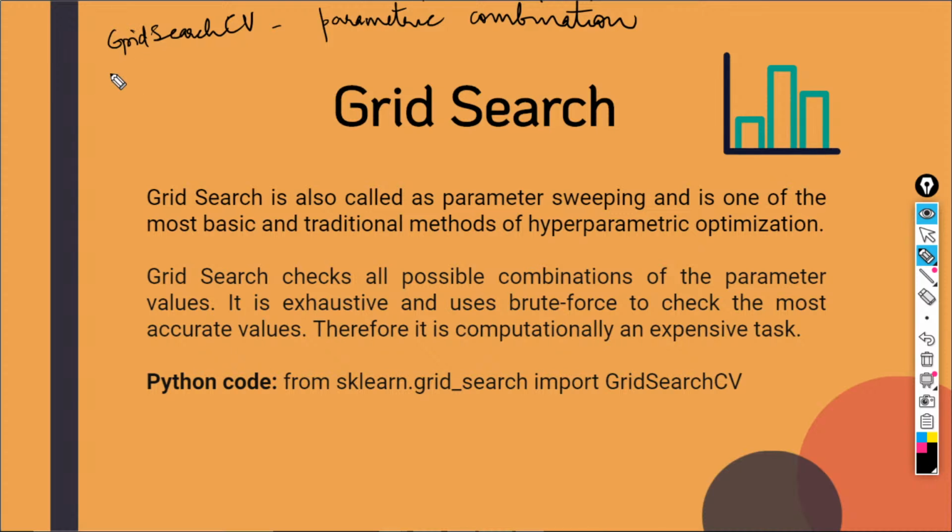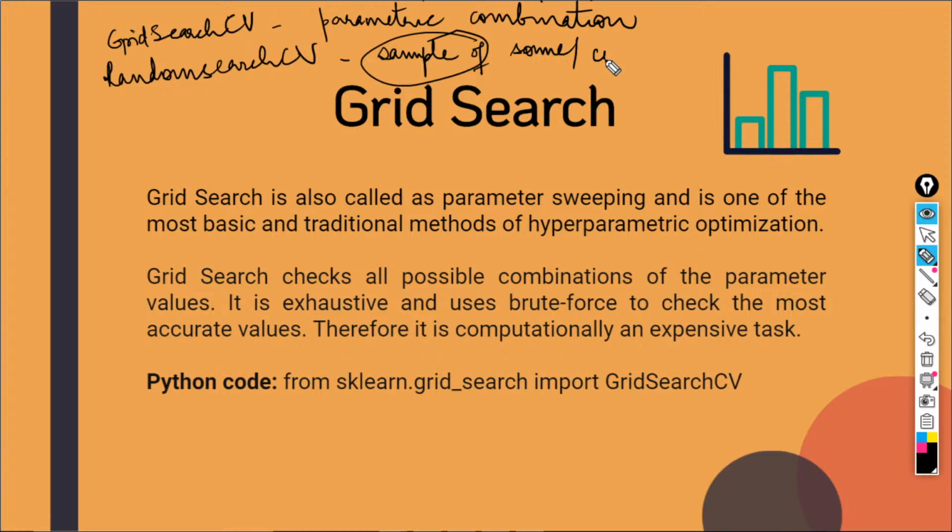But just like grid search, there is also something called RandomizedSearchCV, or random search CV. When we talk about random search CV, it can sample a number of possibilities from a distribution of the parameter space. So this is a combination, while this is a sample from some distribution.